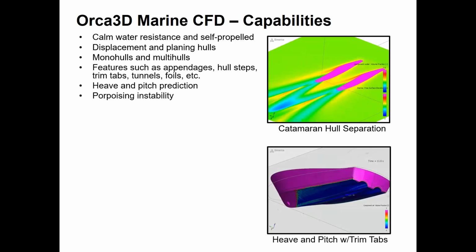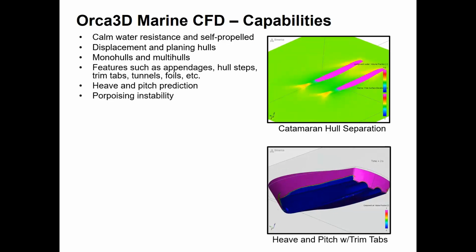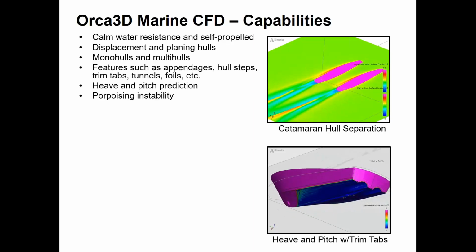As you can see here, we can analyze both displacement hulls and planing hulls, mono hulls, and multi-hulls. So in the graphic on the right, you see a catamaran running, and in this particular analysis, the effect of hull separation was being studied.